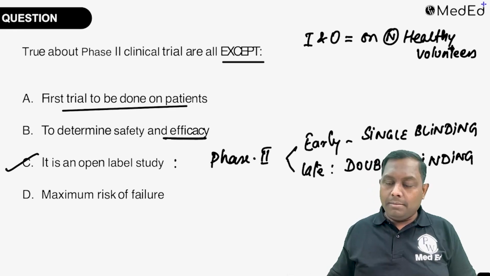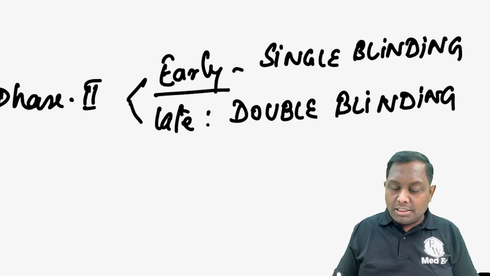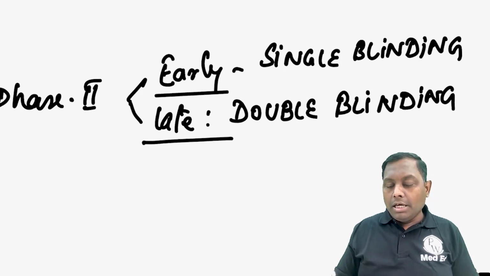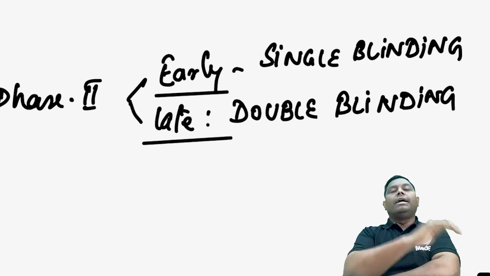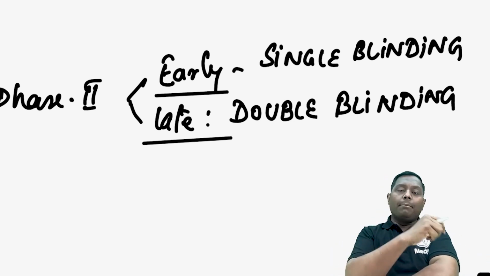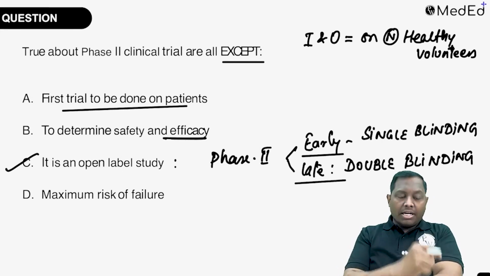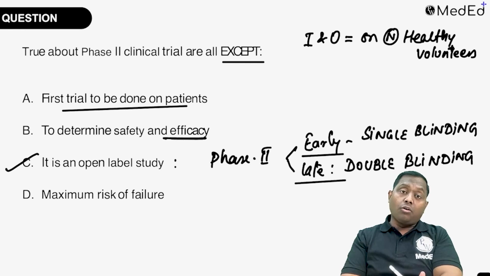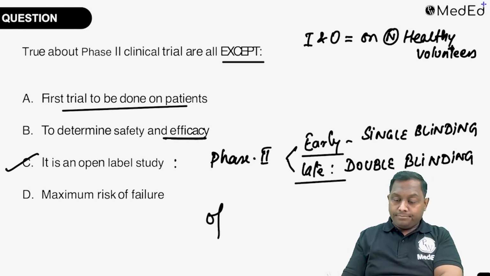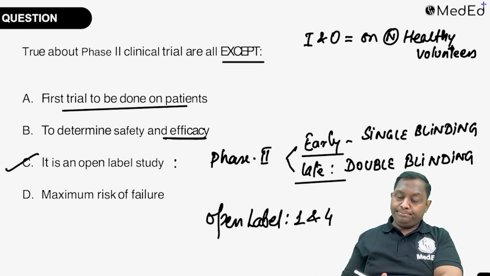Double blinding का मतलब क्या हुआ कि neither the researcher nor the participant, दोनों में से नहीं पता है कि कौन एक्टिव कंपाउंड ले रहा है, कौन प्लेसिबो ले रहा है. तो this will be again increasing the reliability of the study. स्टडी के बायस को कम करने के लिए हम ब्लाइंडिंग करते हैं usually, ठीक है. तो phase 2 is not open label. ओपन लेवल कौन कौन से होते हैं? Open label is always going to be 1 and 4.